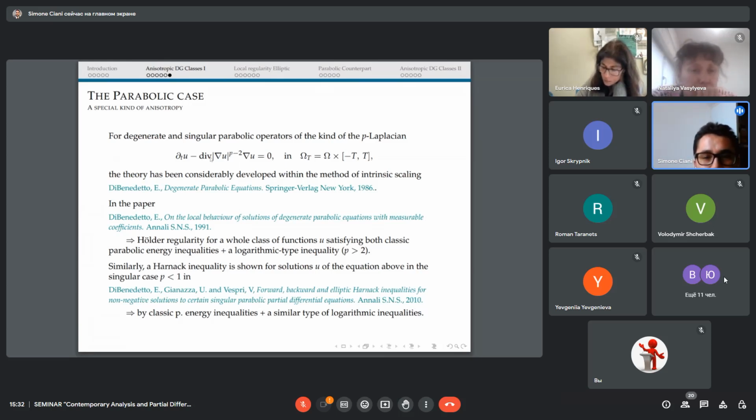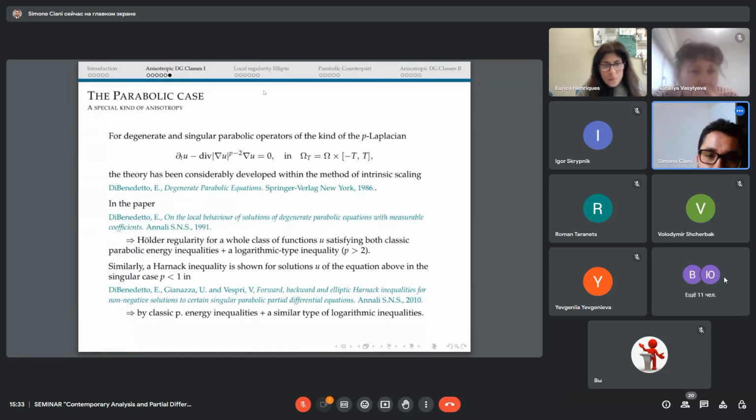So a whole class of functions u satisfying equations more general than this one, but with the same growth of p, are Hölder continuous. And this holds not only for the solutions of the equation, but just by assuming that this function u satisfies a parabolic energy inequality and a logarithmic type inequality. Similarly, in the case p is smaller than 2, here there is a little printing mistake, a typo, it's possible to show Hölder regularity and the Harnack inequality, again by parabolic energy inequalities and another kind of logarithmic inequalities. So we take this example as an idea on how to treat anisotropy of an equation.